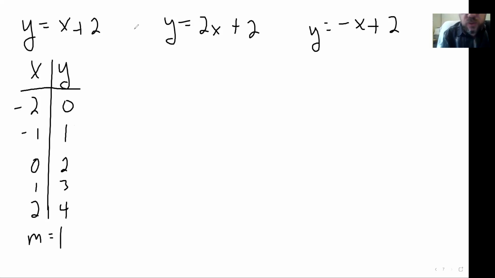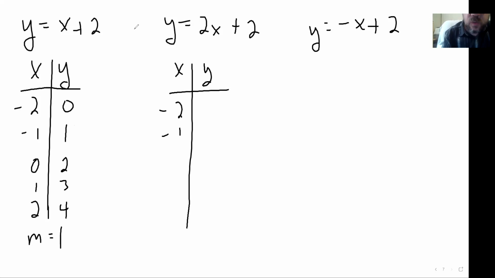Let's do this next one. So if I do x here, y there, I'm going to pick the same x values, -2, -1, 0, 1, 2. Here, when I put in -2 for x, I'll get 2 times -2 is -4, plus 2 is -2. Put in -1 for x, I get -2 plus 2 is 0. Put in 0, I get 2. Put in 1, I get 2 times 1 plus 2. So 2 times 1 is 2, plus 2 is 4. When I put in 2, 2 times 2 is 4, plus 2 is 6.